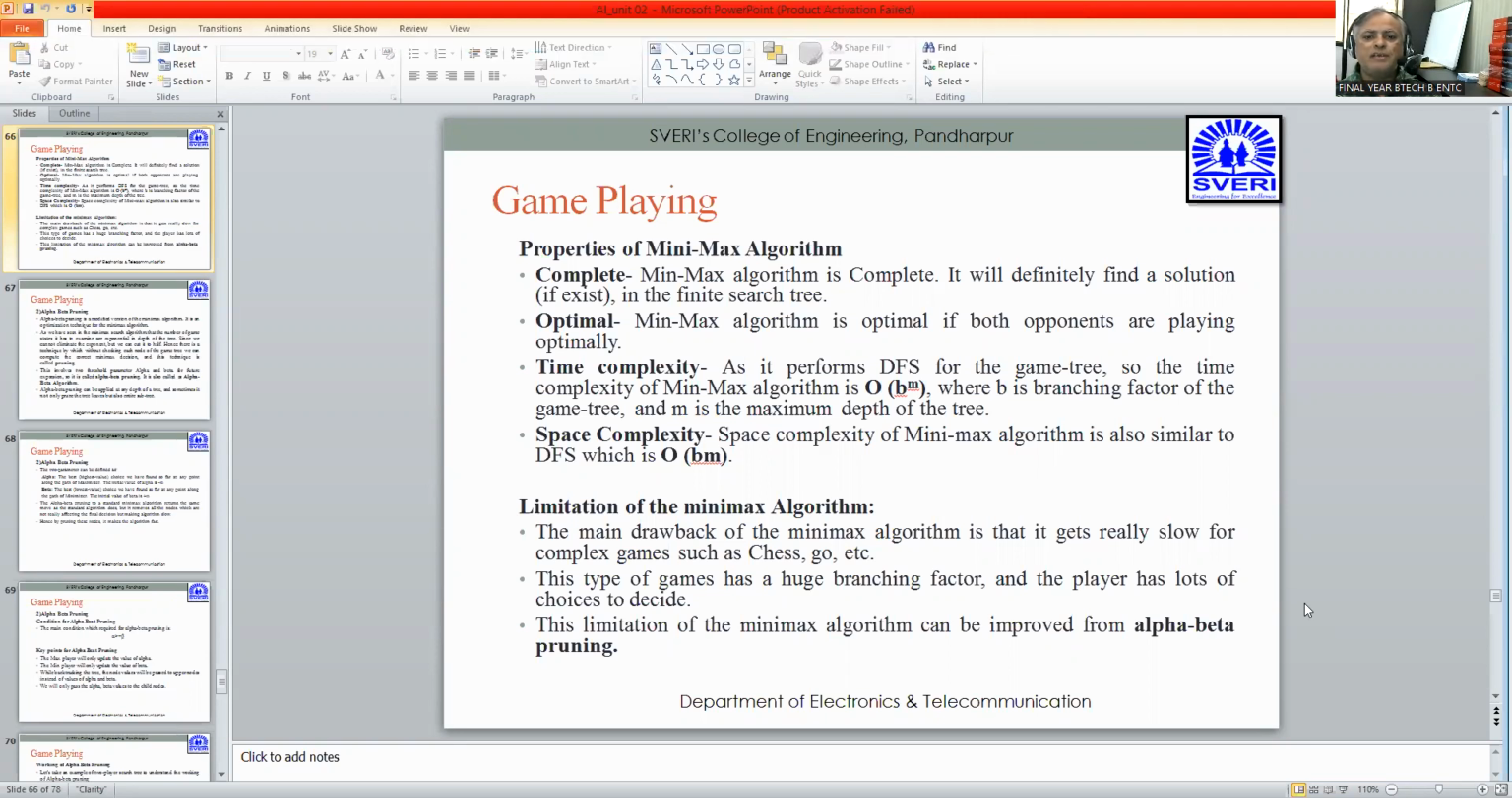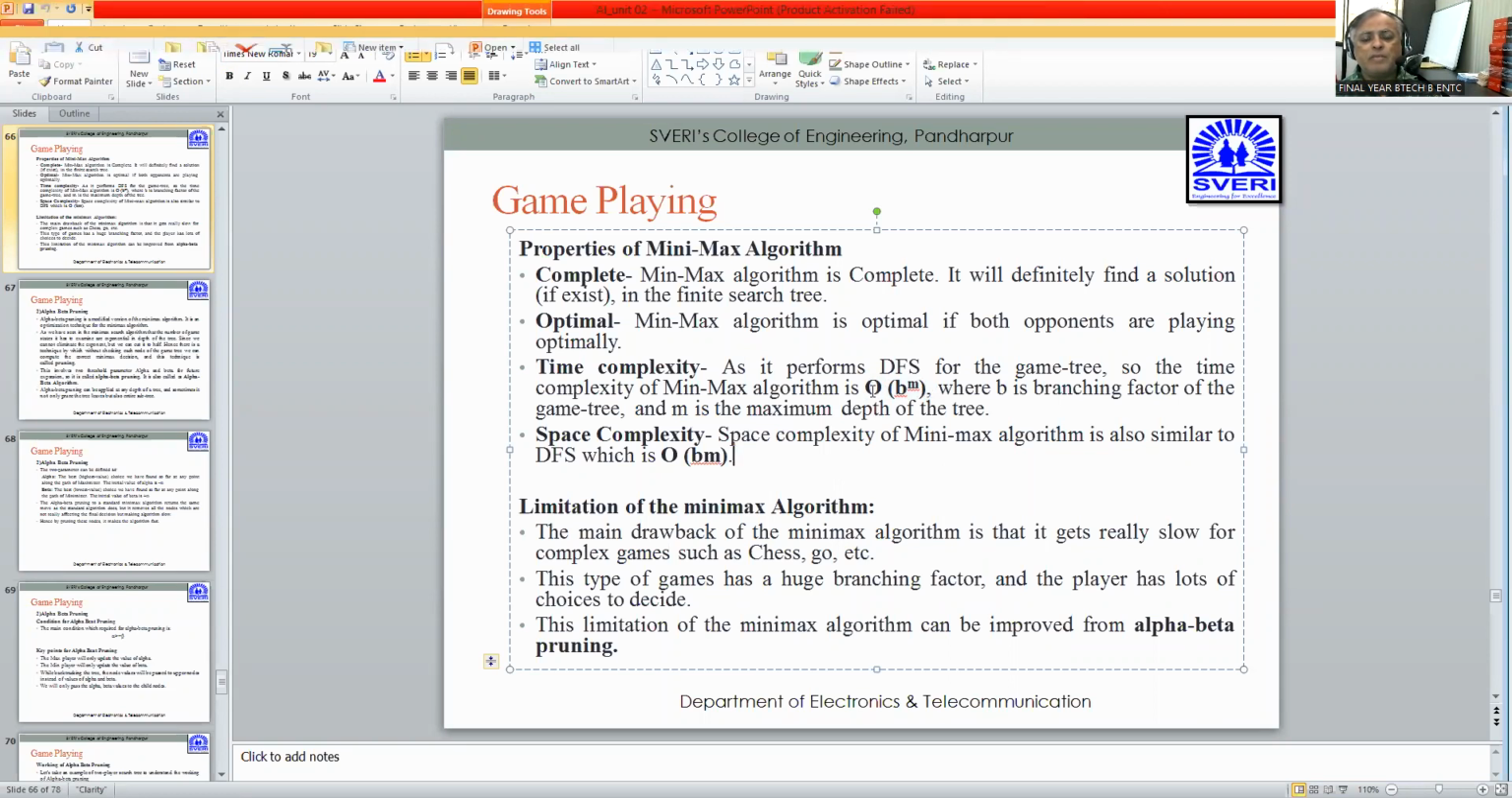Time complexity: as it performs DFS, which is nothing but depth first search, the time complexity of the Minimax algorithm is O(b^m). You remember this one. This is a very important line. It may be asked in the exam. The time complexity of the Minimax algorithm is O(b^m), where b is the branching factor of the game tree and m is the maximum depth of the tree.